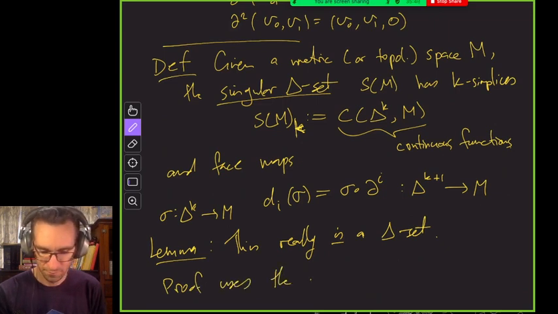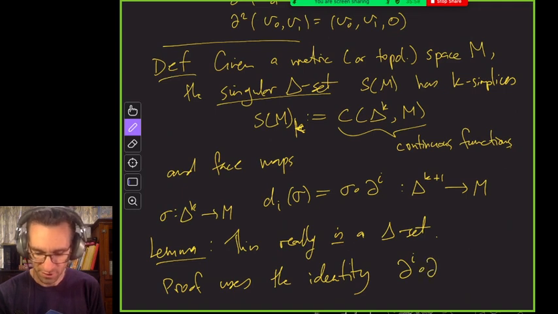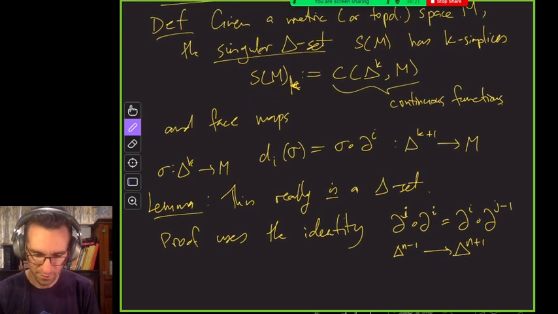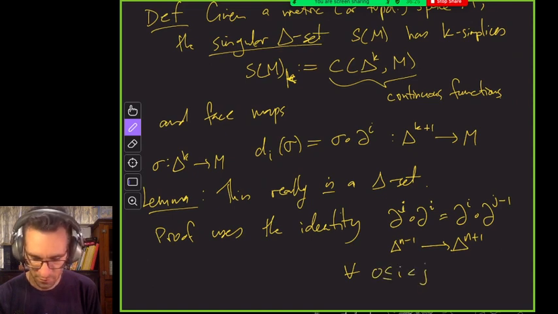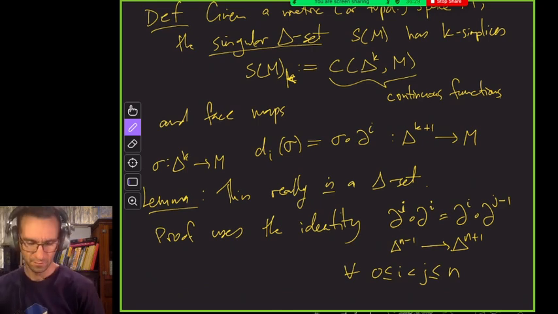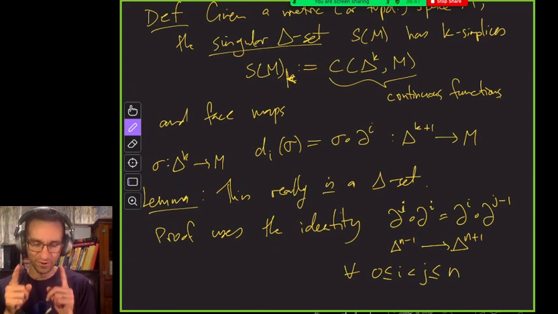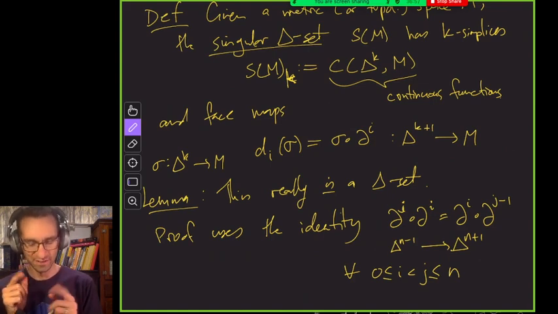The proof uses the following identity: ∂_J ∂_I = ∂_I ∂_{J-1}, where this is a map from Δ^{n-1} to Δ^{n+1}, and this holds for all I and J in this range. You can check this identity explicitly by just counting positions: poke a zero in and everything shifts up, then poke another zero in and everything shifts up. The order in which you do those doesn't matter as long as I and J are related by this inequality.